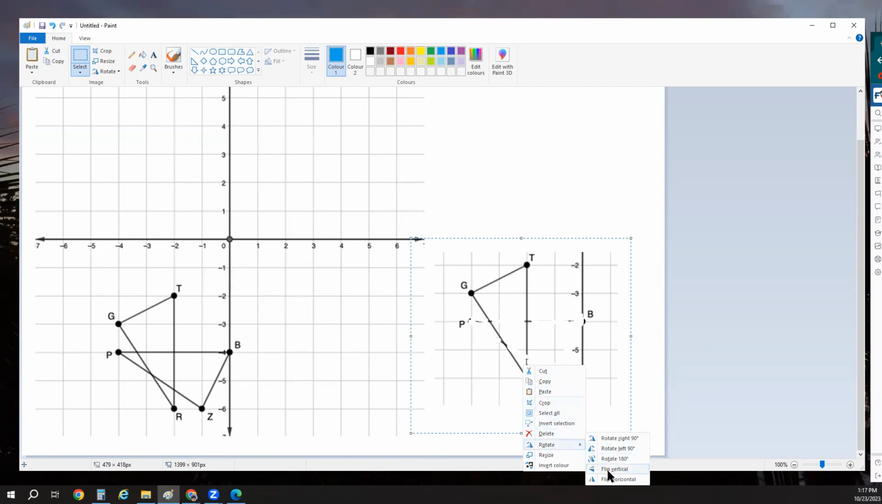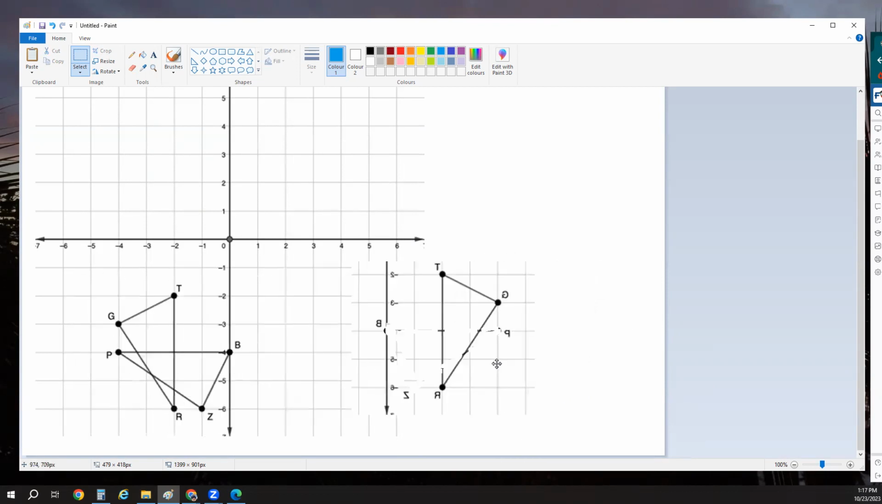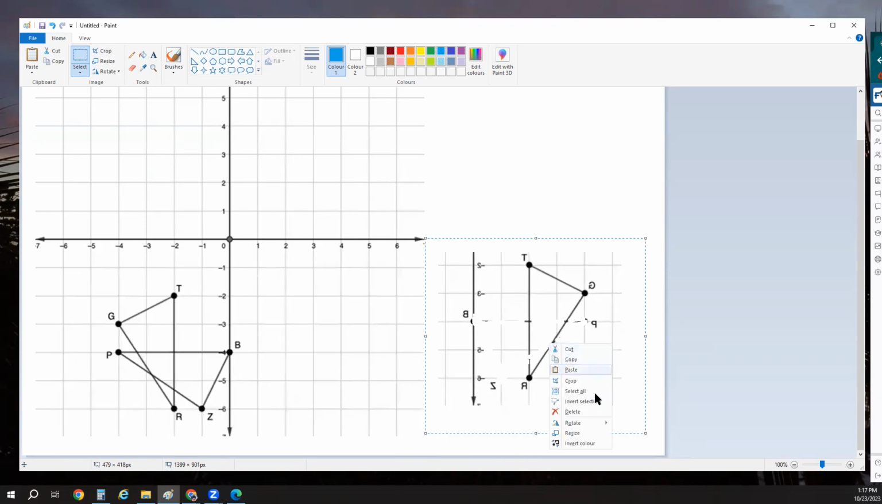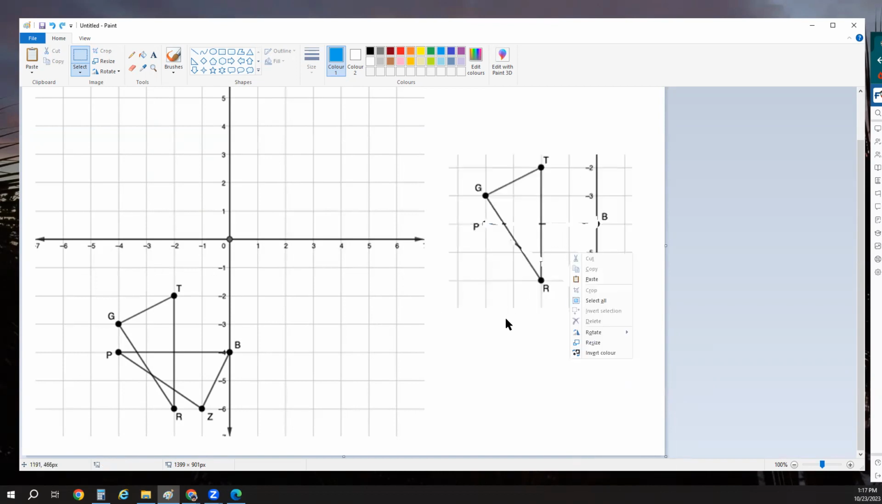By reflecting it, I mean flipping it horizontally. That's the reflection. So I flipped it, and now maybe if I rotate it 90 degrees, let's do it the other way. Back to the reflection.